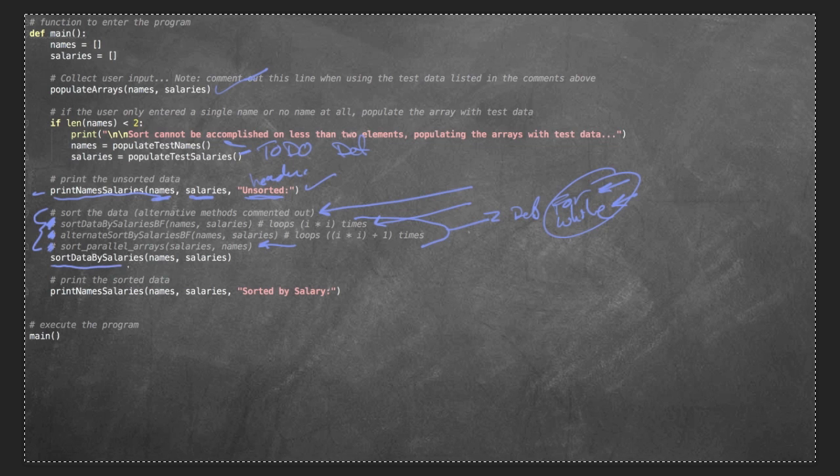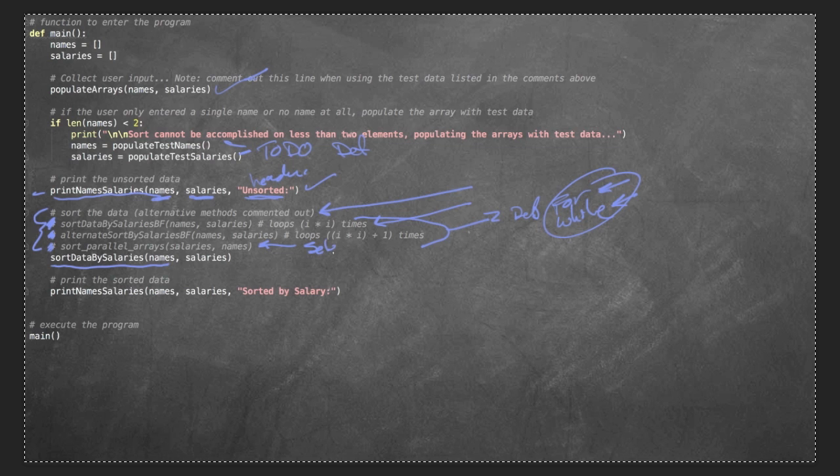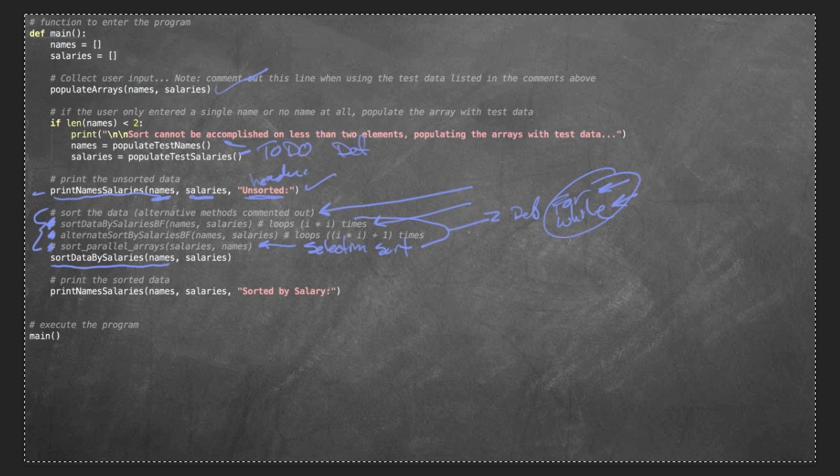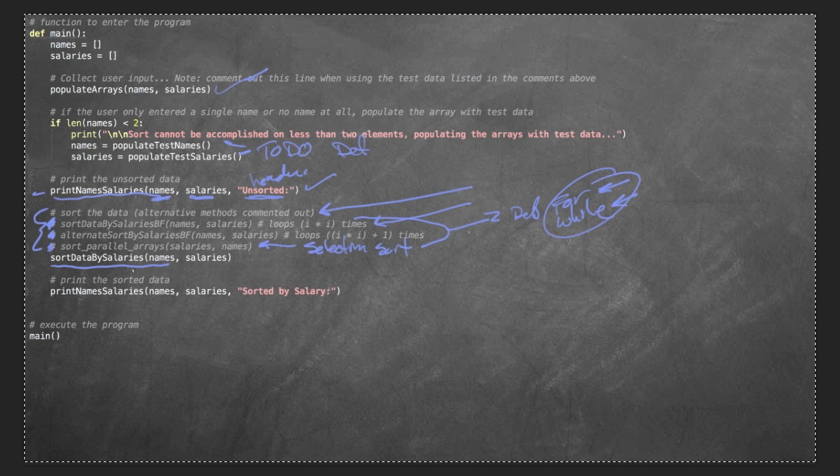And then finally, I created yet another function, sort data by salaries. This function sorts parallel arrays, and what this function does here is using what's called a selection sort, so that you can see how that works code-wise. And then down here, I'm just sorting data by salaries, and I'm not using the brute force method. We'll talk about what that is in a second.